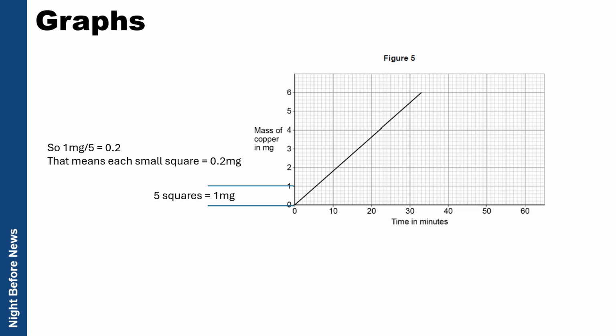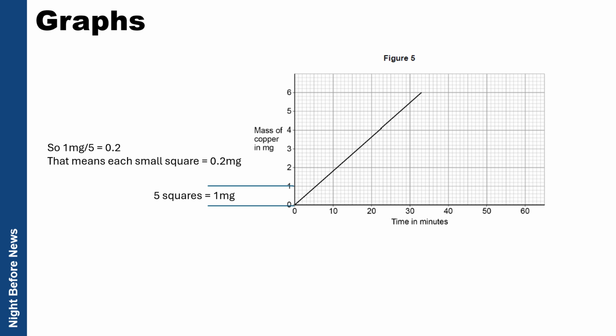Graphs again. So in chemistry paper 2 you will definitely get some graphs, and you always need to make sure you know what the small divisions are equal to on both axes. So the best way to do that is to look at what one unit division is. So that is on the y-axis here, we're going up in ones. The intervals are 1, aren't they? 1, 2, 3, 4, 5, 6. And on the x-axis we're going up in tens.